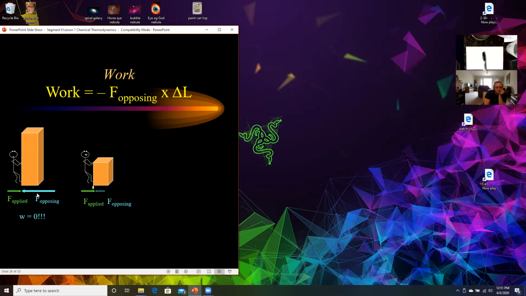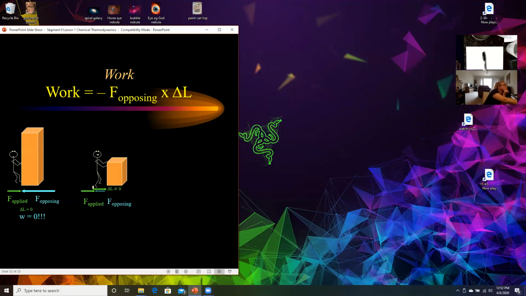So he's not going to do any work. This one, though, is applying a force that's greater than the opposing force. The difference between those two forces will tell you how fast this box is going to move. It actually gives its acceleration. It tells you how fast it increases per second. That's Newton's second law. But for us, we let the little guy work, and there he goes.